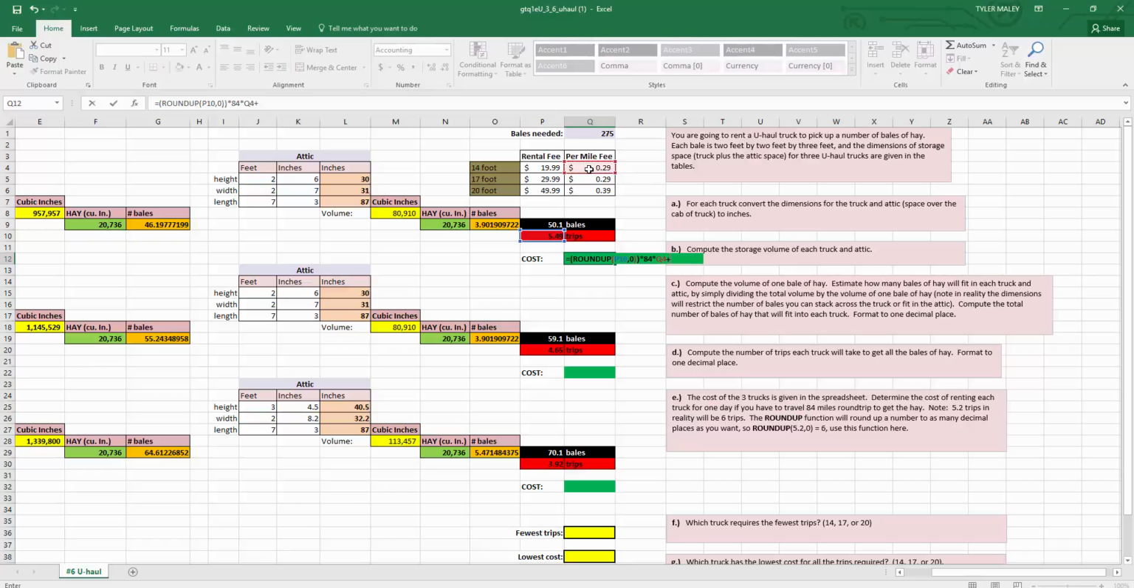And then I'd want to add in this rental fee. The rental fee is how much you pay no matter how many miles you drive, and then you pay a certain fee per mileage. So if I hit enter, that should give me my cost. So, $166.15 for the first one.